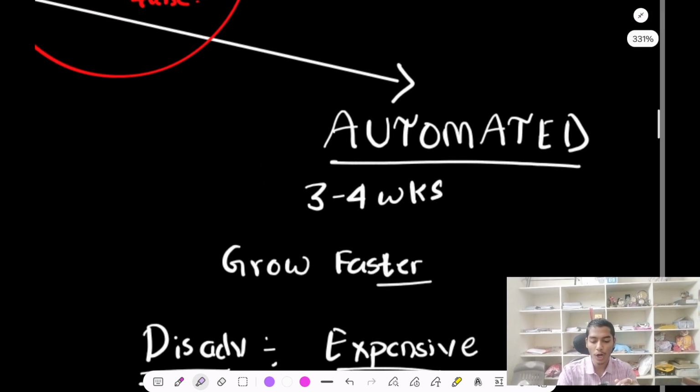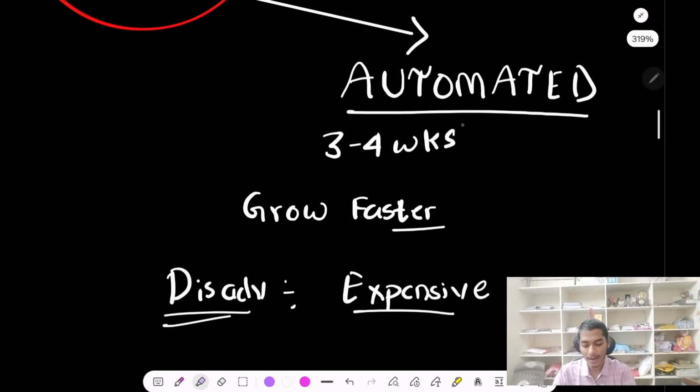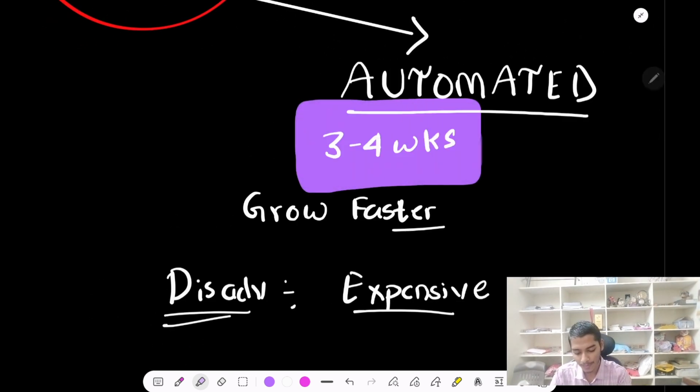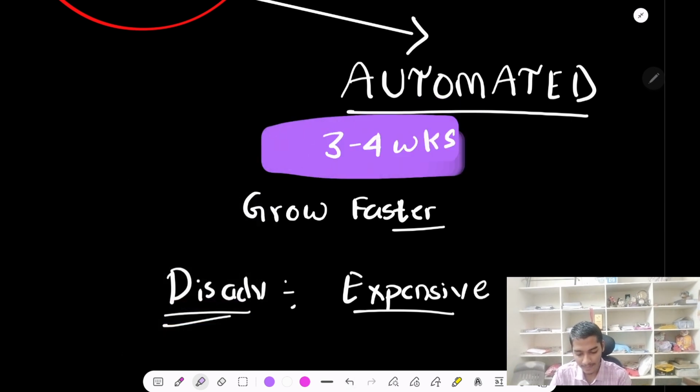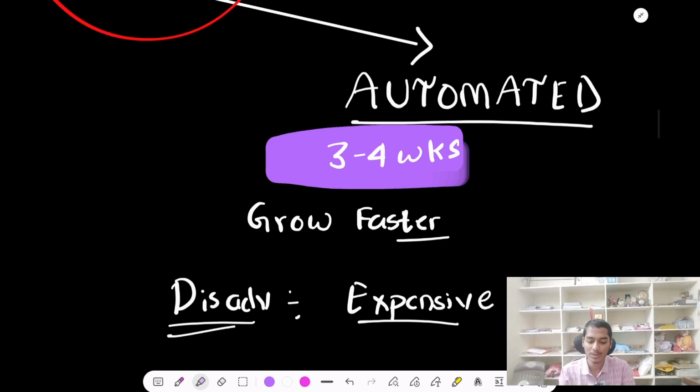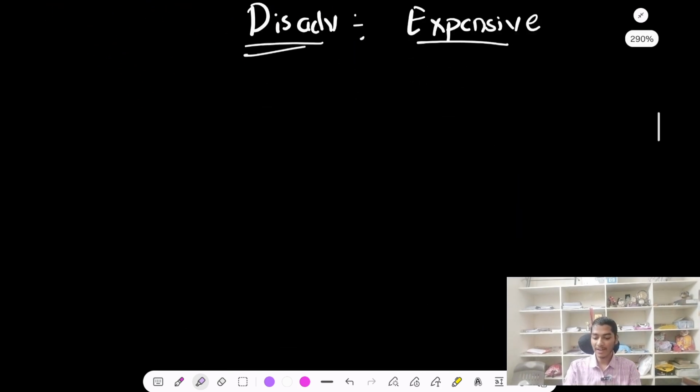And then we have the automated culture methods, which take 2 to 4 weeks. So 3 to 4 weeks time is taken for the automated culture medium, and the growth is faster as compared to the conventional culture medium. The disadvantage is only one thing, that is it's expensive. It is somewhat more expensive than the conventional culture medium.